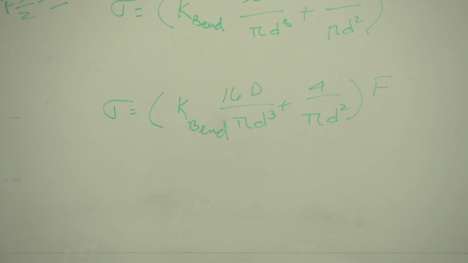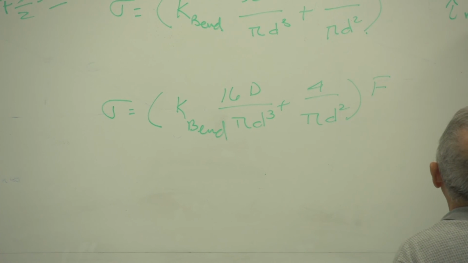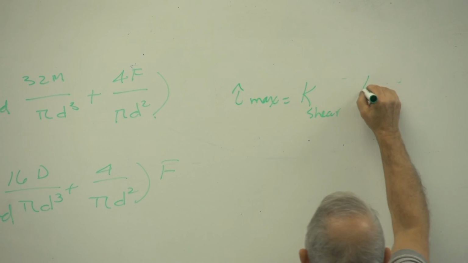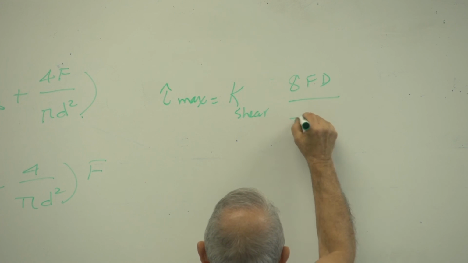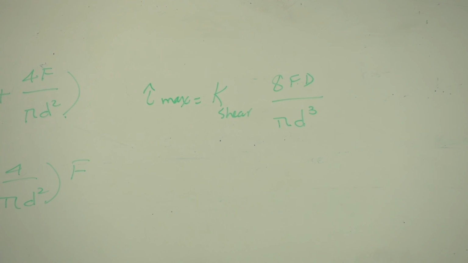For shear, tau max is K shear times 8fd divided by pi d cubed. We've had that before. So that's the difference between the two. Other than that, in the body of the spring, all equations that we use for compression springs are valid for tension springs. All that has happened is that the direction of the load has changed. That's it. Everything else remains the same.